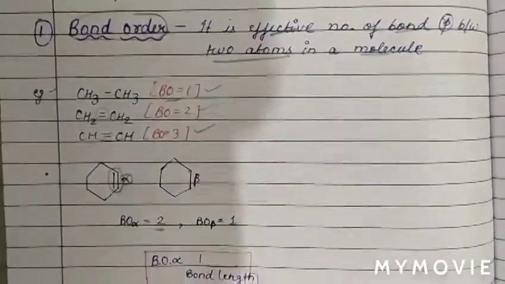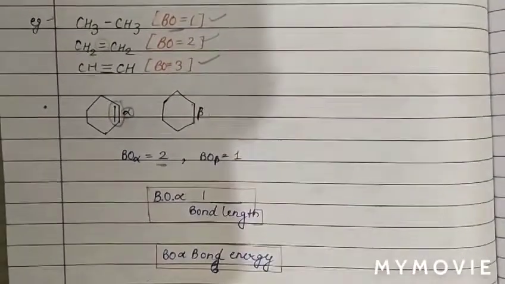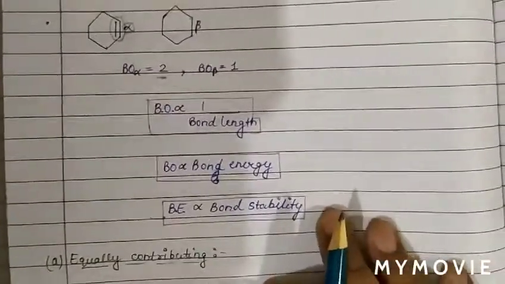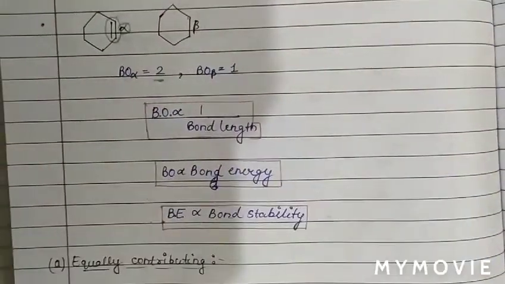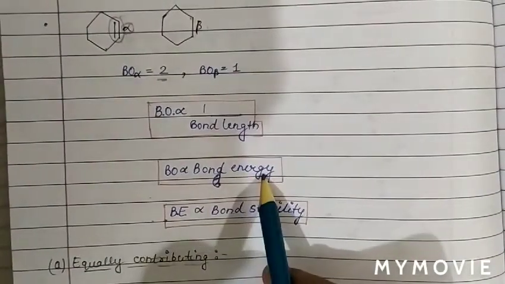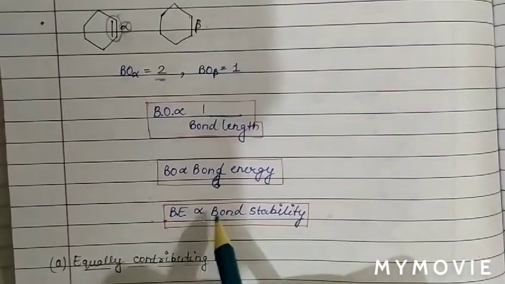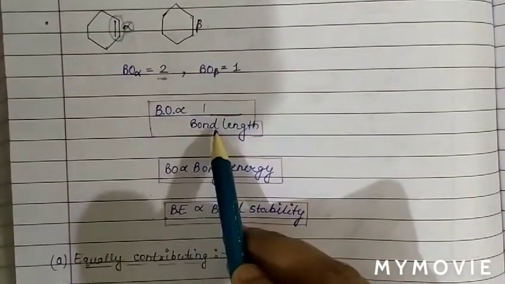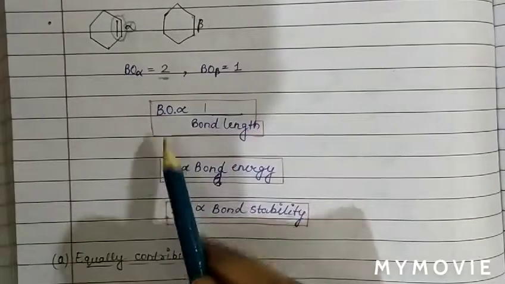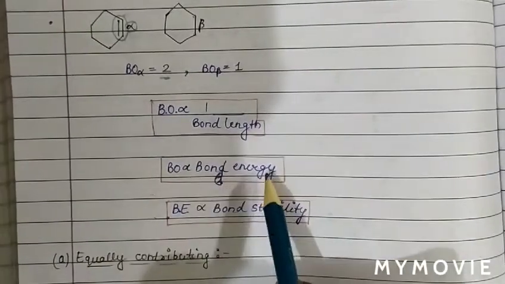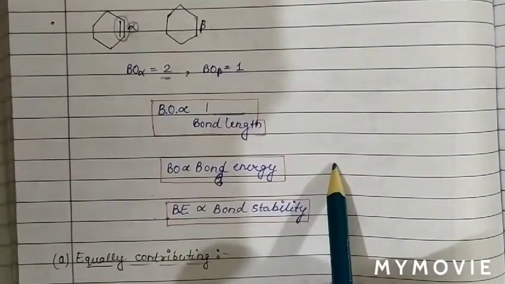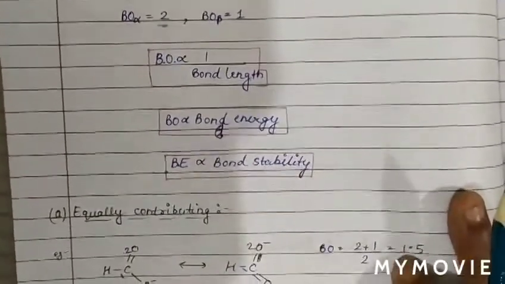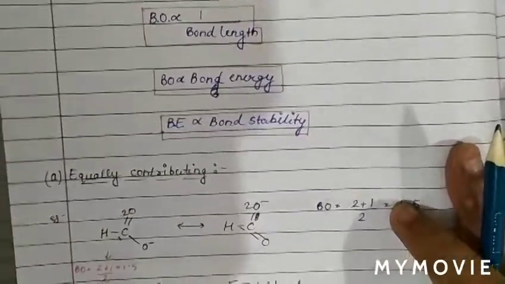And when we know the bond order, bond order is directly proportional to bond energy, and bond energy is directly proportional to bond stability, while bond order is inversely proportional to bond length. Now we will discuss the bond order of equally contributing structures.